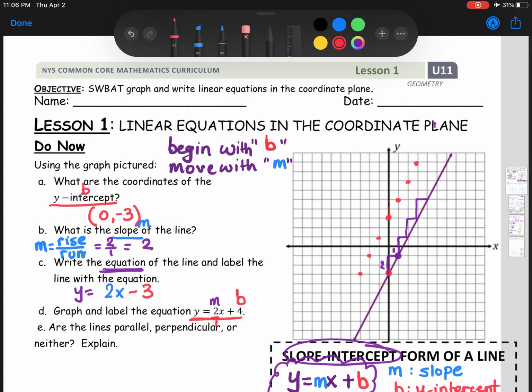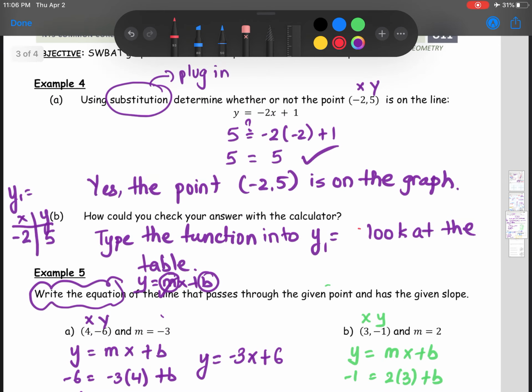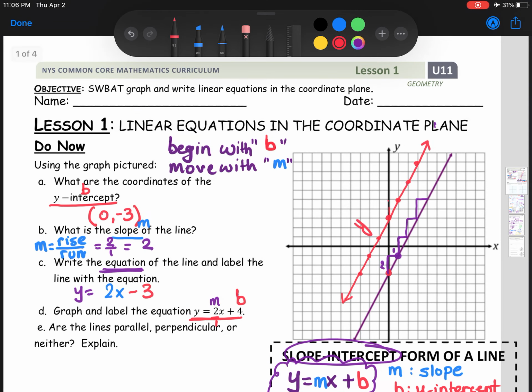Down 2 over 1. If you have a calculator, definitely you can use the calculator to draw this line. Use your ruler if you have it handy. If not, just connect those points to the best of your ability. Label your line, which is what? y equals 2x plus 4.